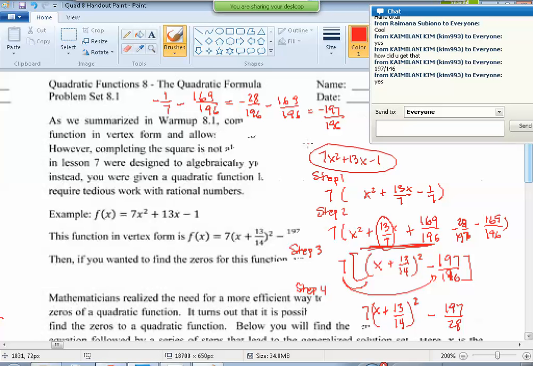Step 2, what did I do? I completed the square by putting a big space, taking that number in the middle, dividing it by 2, squaring it, and adding that. And I also subtracted that same number as well. Why did I add and subtract the same number? Because what you do to one side, you gotta do to the other. Right, because I don't want to change the equation. I just want it to look different.